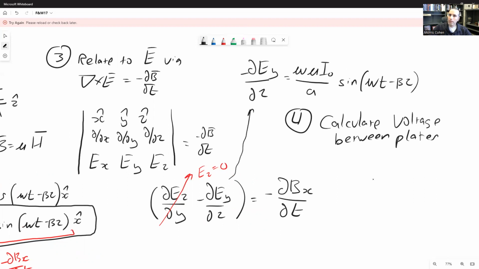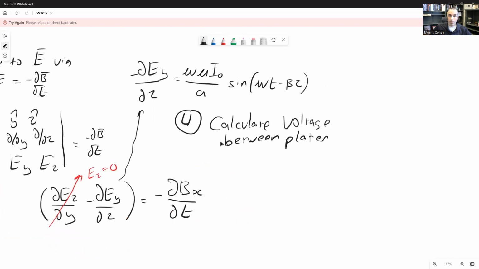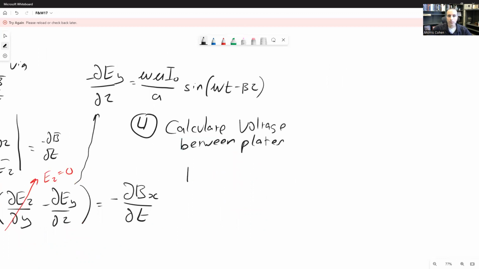In order to do that, let's first take this equation and integrate it with respect to z in order to get the electric field. In other words, the electric field in the y direction is going to be the integral of dEy/dz with respect to z, right? That makes sense. So let's take this formula right here and integrate it with respect to z.